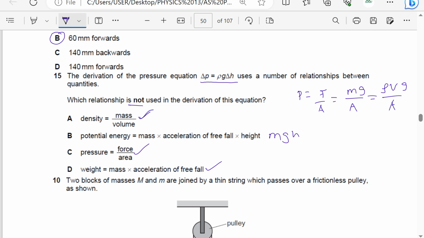So the density equals mass over volume has been used. So it means this one will not be used. So the answer is going to be B. B is not going to be used. So we shall use the one of density, pressure, and the one of weight to derive the expression for pressure. Pressure is going to be equal to density, volume is cross-sectional area times h, or times change in h, then times g divided by cross-sectional area, where cross-sectional area cancels, so that the pressure becomes density times delta h times g. So it means the one of potential energy is not used.